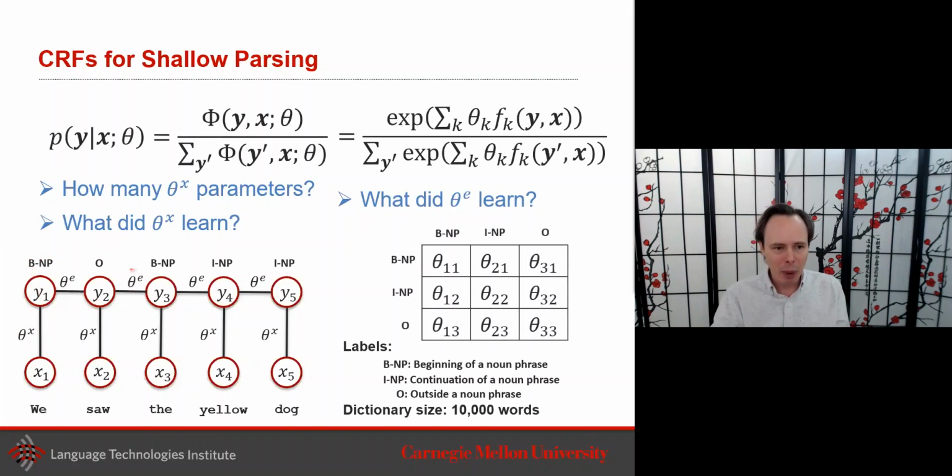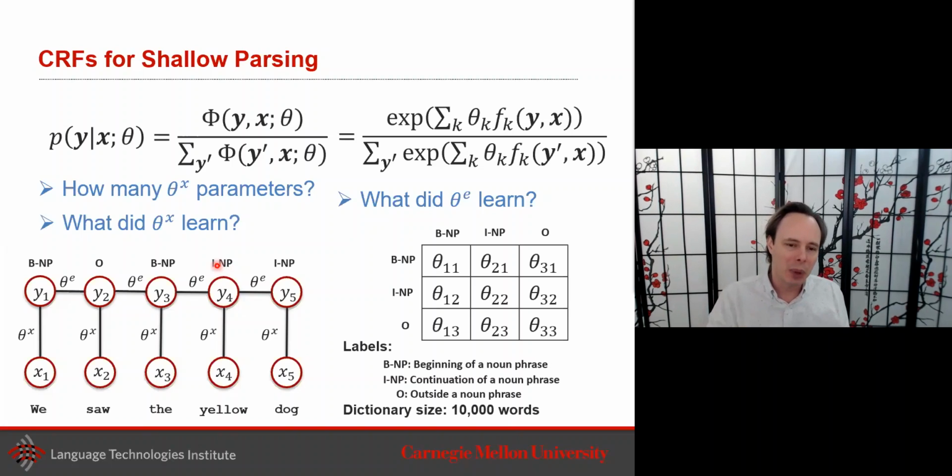And what the E is going to learn is a transition: what's the potential that if I have a beginning, I will have a continuation, and how likely is it that if I have a beginning, I have a continuation.